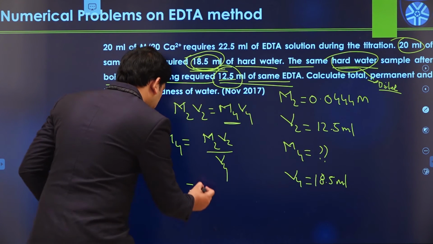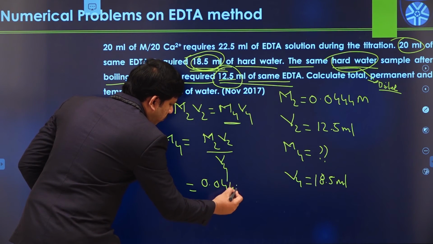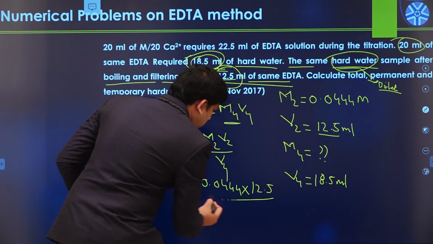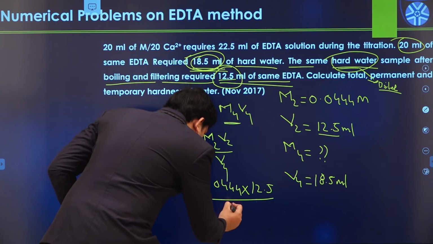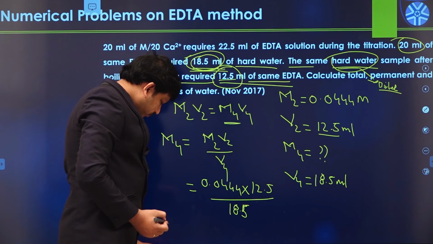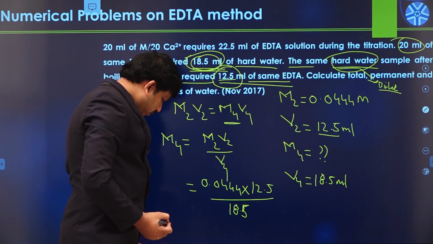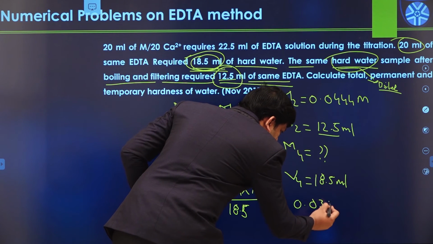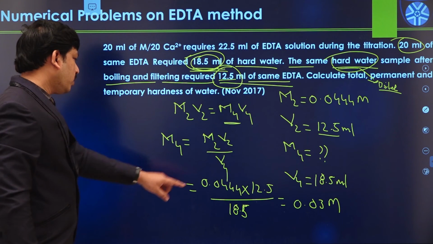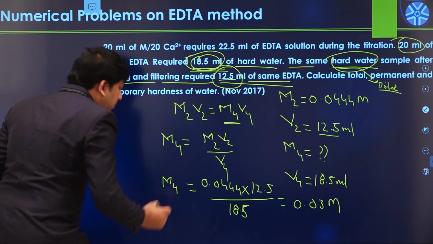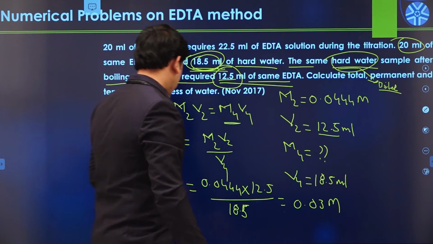What is the M2 value? 0.0444 into V2, 12.5, divided by V4, 18.5 ml. Okay, so if you do this calculation, 0.0444 into 12.5 divided by 18.5, we will get 0.03 molar like this. So this is the molarity of the boiled water sample.